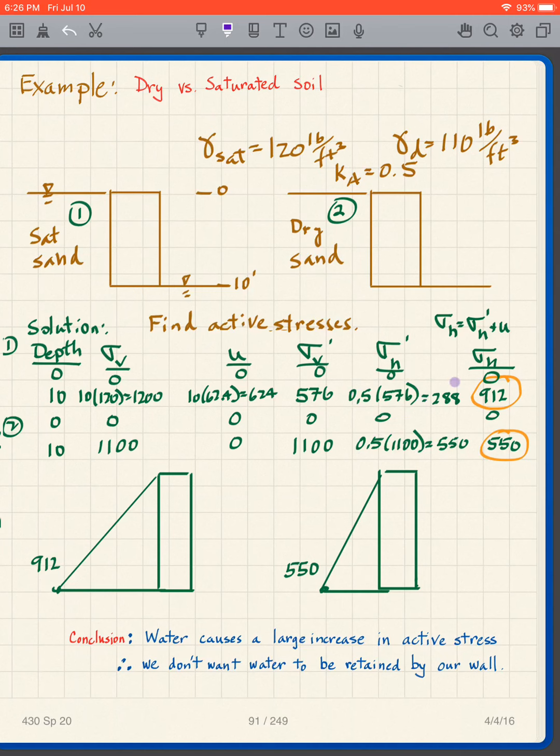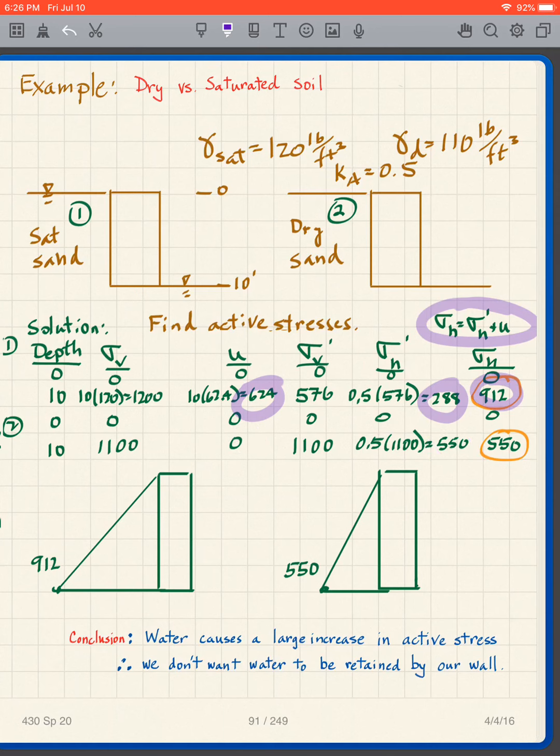And so I got 288 and 550 there, but what do I have to do? I've got to add in the pore pressure. So I take the 288, I add in the 624, I get 912. 550 plus, that's 0. So I end up with 550.